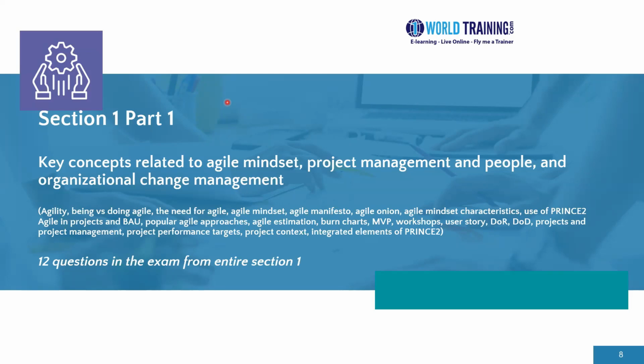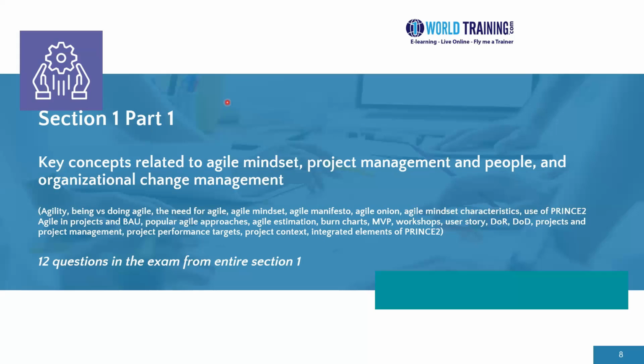In Section 1, we will be covering the key concepts related to the Agile mindset, PRINCE2 Project Management, the people aspect, which is mainly the organizational change management, and we are covering this section in two parts. In Part 1, we will be particularly looking at what agility means, the concept of being agile versus doing agile, the need for agility, the concept of agile mindset, what it means, and the agile manifesto with its 4 values and 12 principles, and also the agile onion Venn diagram, and then certain characteristics of the agile mindset.